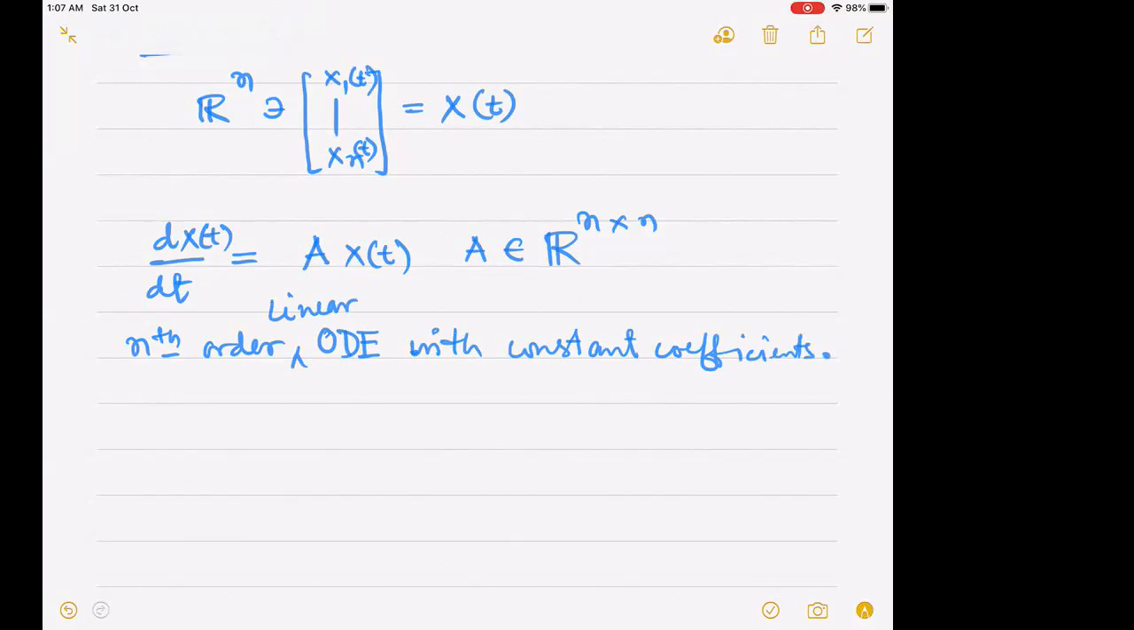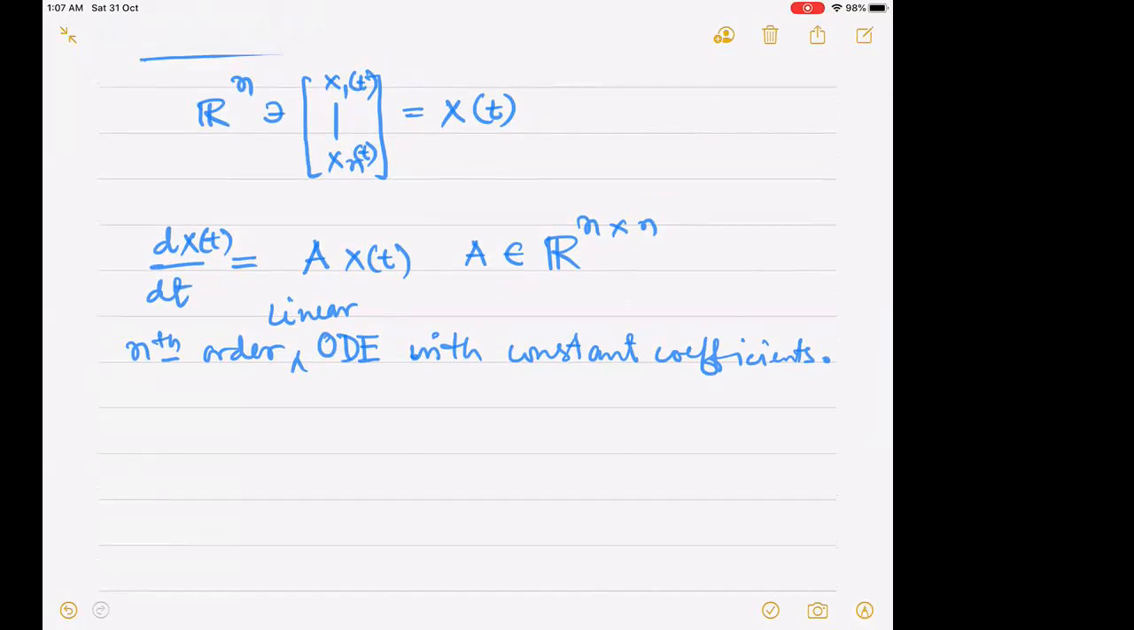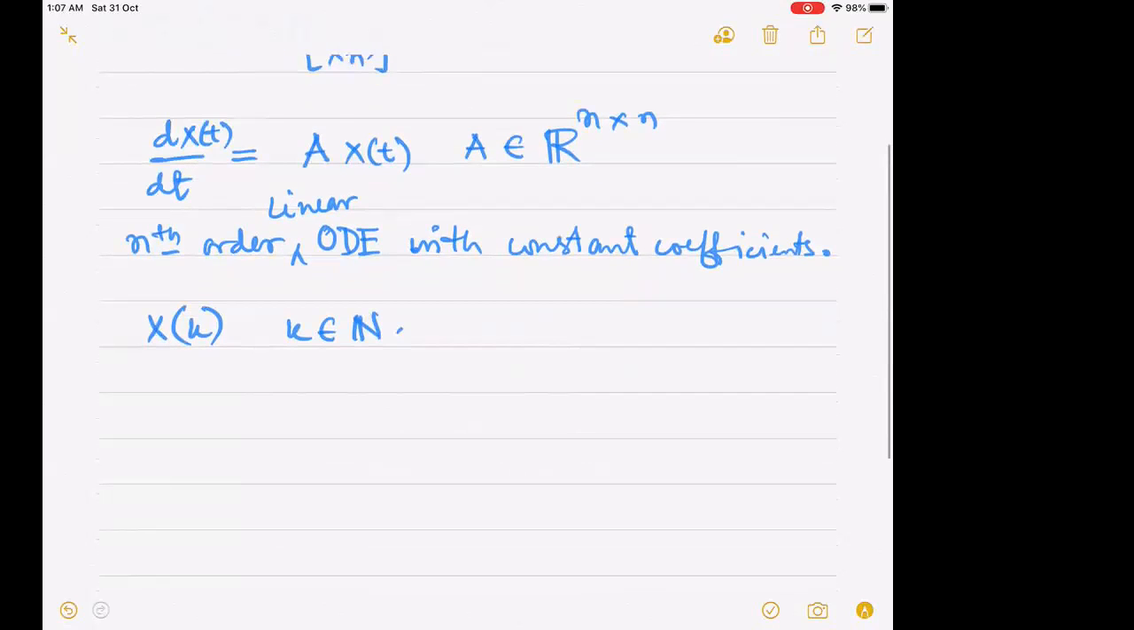All right. Compare this with the situation when the time axis is discrete. So time axis has been discretized. In that scenario, this x is going to be something that is defined for every k, where k belongs to the set of natural numbers, and the equation that governs this system is the following: x at the (k+1)th instant is given by A times x at the kth instant.